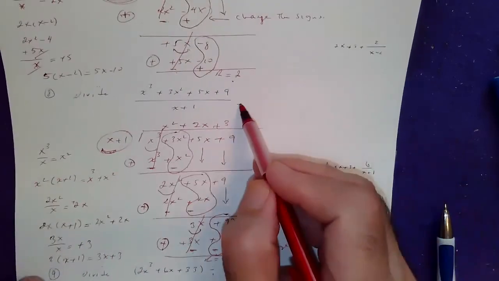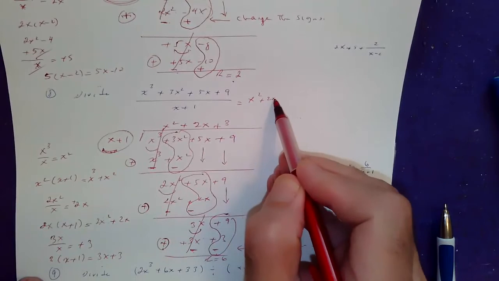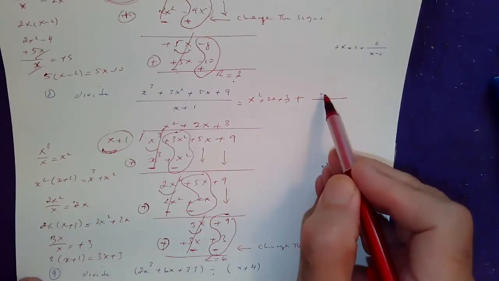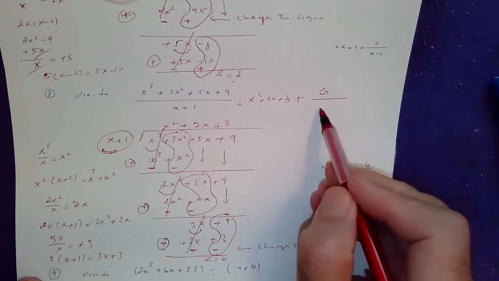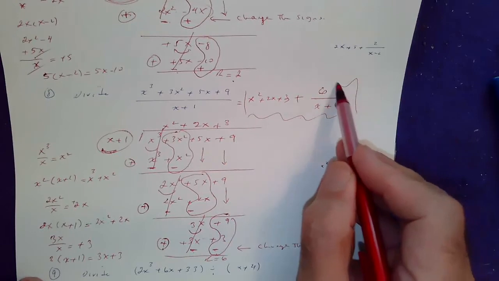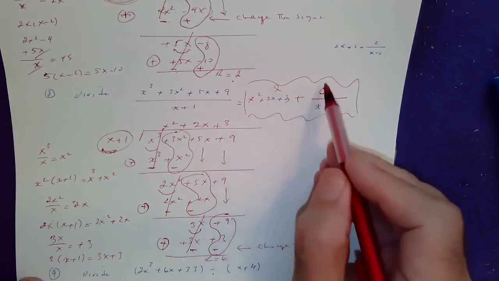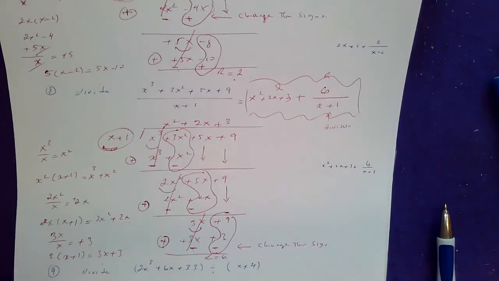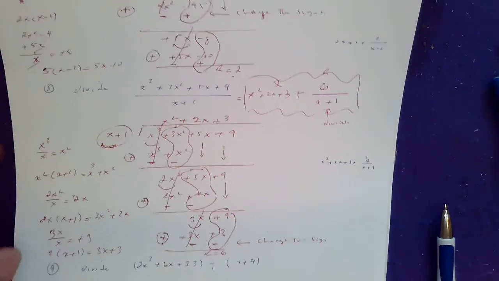So you can write the answer as x squared plus 2x plus 3. Don't forget the plus. What was it? 6 over, keep the denominator, final answer. Once again, quotient plus remainder over divisor. That's how the book has the answers.